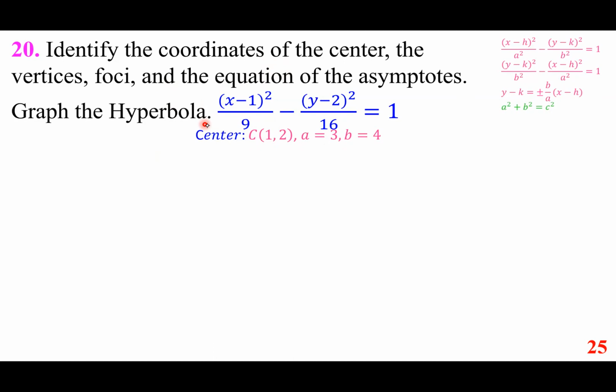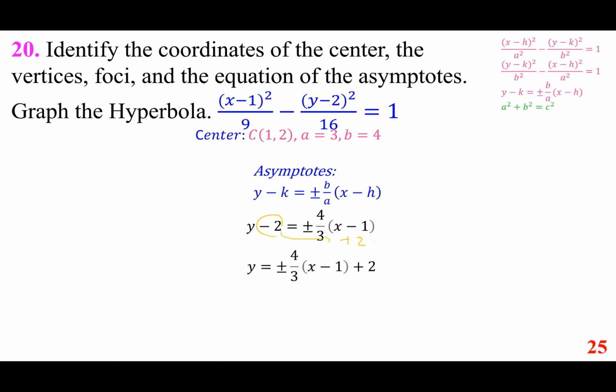So from the center, we go A, that means 3 units to the right and left. We can draw asymptotes using the formula y minus k is plus or minus b over a times x minus h. We can do that first. And so y minus 2 is plus or minus b, 4, over a, 3, times x minus h, which is 1. If you write down 4/3 x minus 4/3 and move the negative 2, by the way, this can be moved, you end up with this equation. If you go with plus 4/3, this is one equation. If you go with negative 4/3, there is another one.